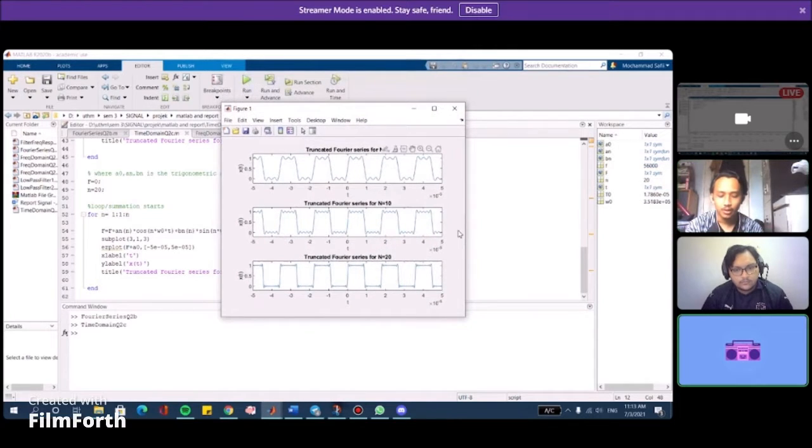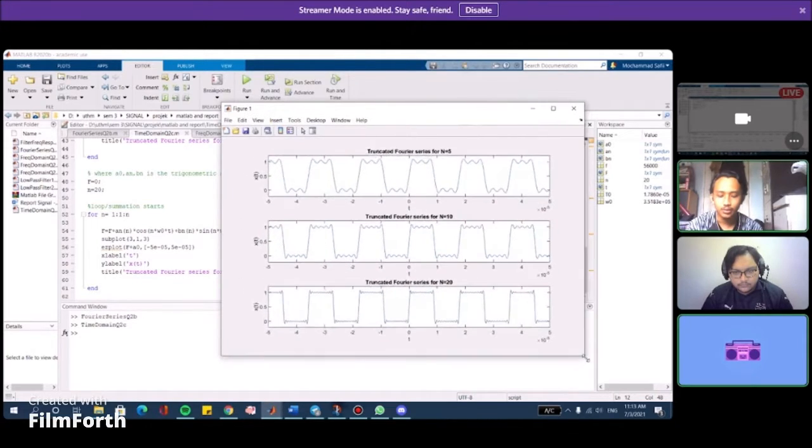This is the simulation for our harmonic 5, 10, and 20 graphs. The top one is for harmonic 5, in the middle is for harmonic 10, and lastly at the bottom is harmonic 20. That's all.